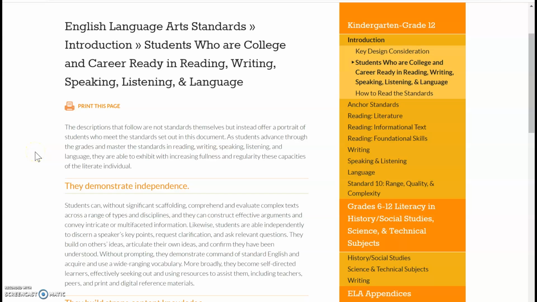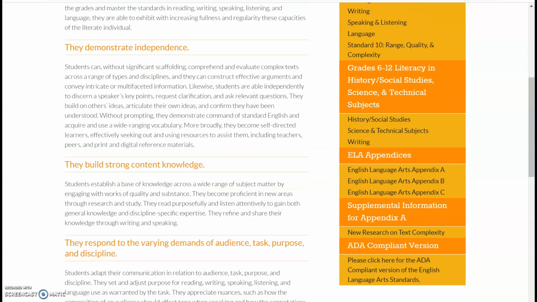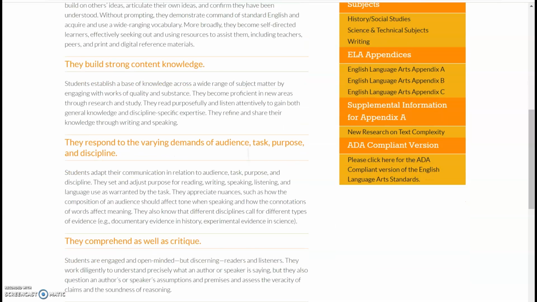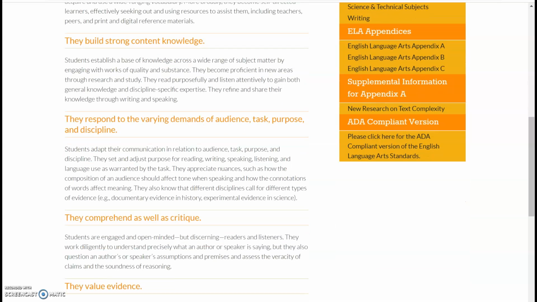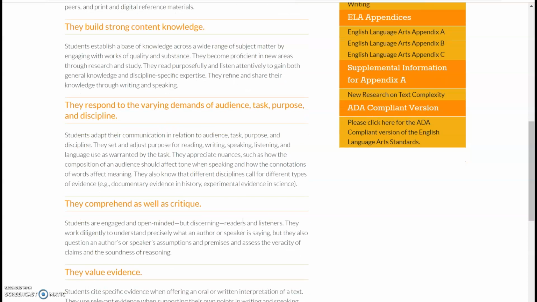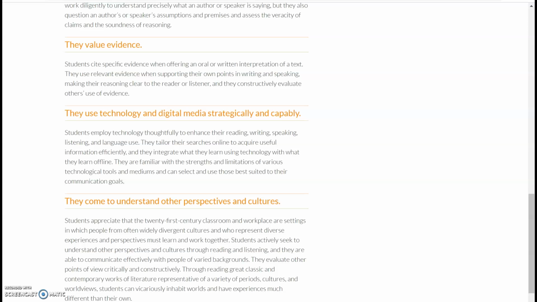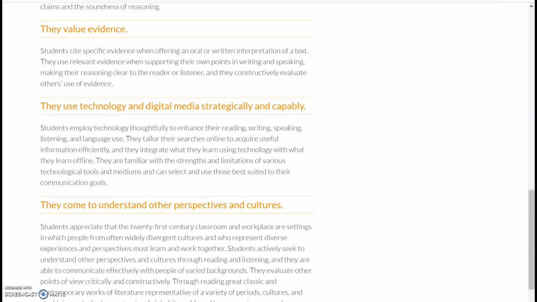Also, under the Introduction tab are students who are college and career ready in reading, writing, speaking, listening, and language. So there's a pretty good list here of things that Common Core wants students to be able to do, or what they want students to be. One thing that I thought was interesting was they use technology and digital media strategically and capably. When you do get to college or when you are in your career, you're expected to use certain applications or certain technology, and I think having students do that early in their education will help them build and become better at doing this.